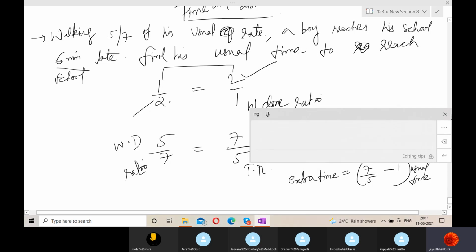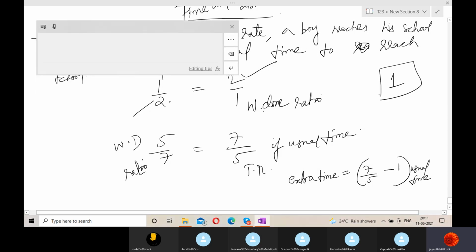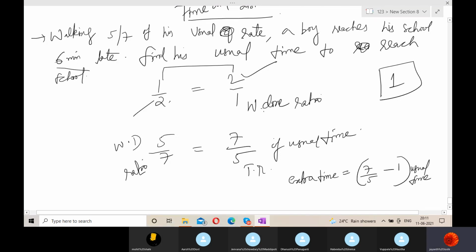See, one is nothing but the exact point. When I speak about fractions, 1 is the total. Always, when I speak about any fraction, the sum of the fractions should be equal to 1. If any fraction is greater than 1, something is wrong. Since he is walking at a lesser speed, he takes more time. That means he is going beyond this perfect 1. So the extra time is the usual time taken minus 1.